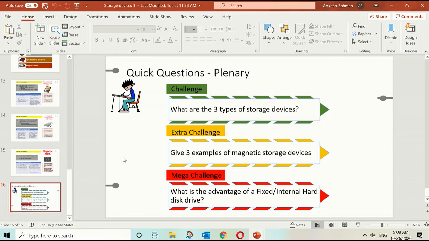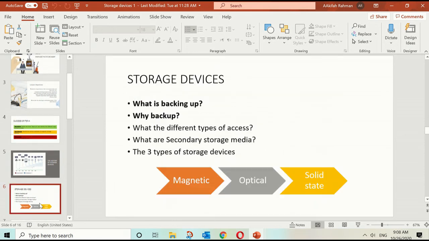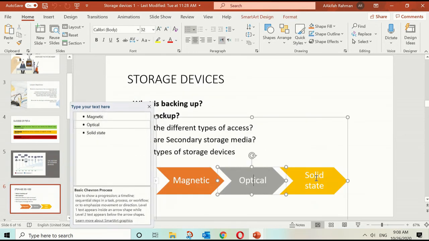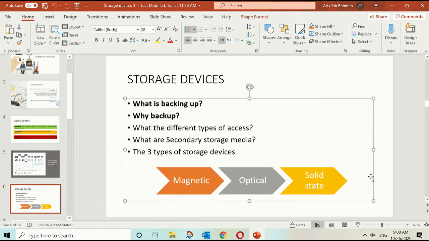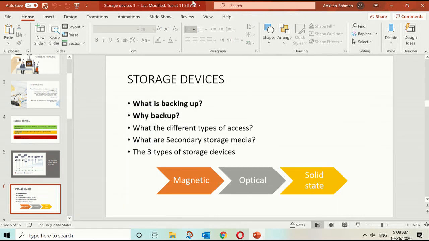So that's all for today, girls. Make sure you learn the topic on storage devices well. And next lesson, we will be covering optical and solid state also. This is a very oft asked topic from the exams.